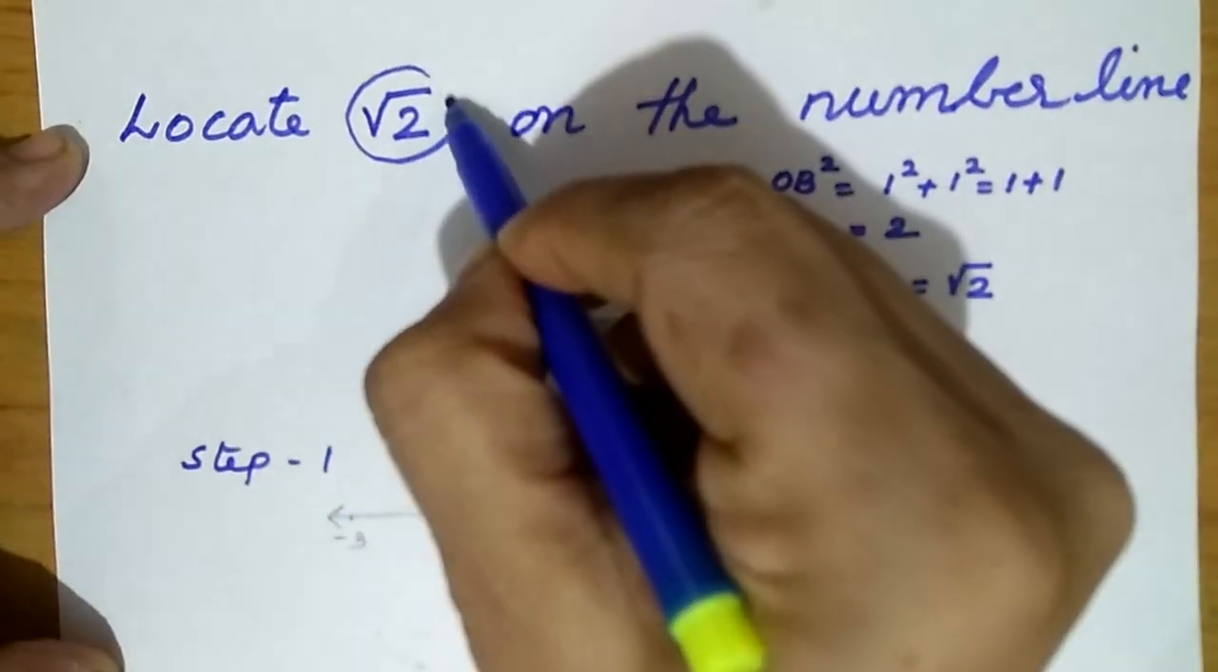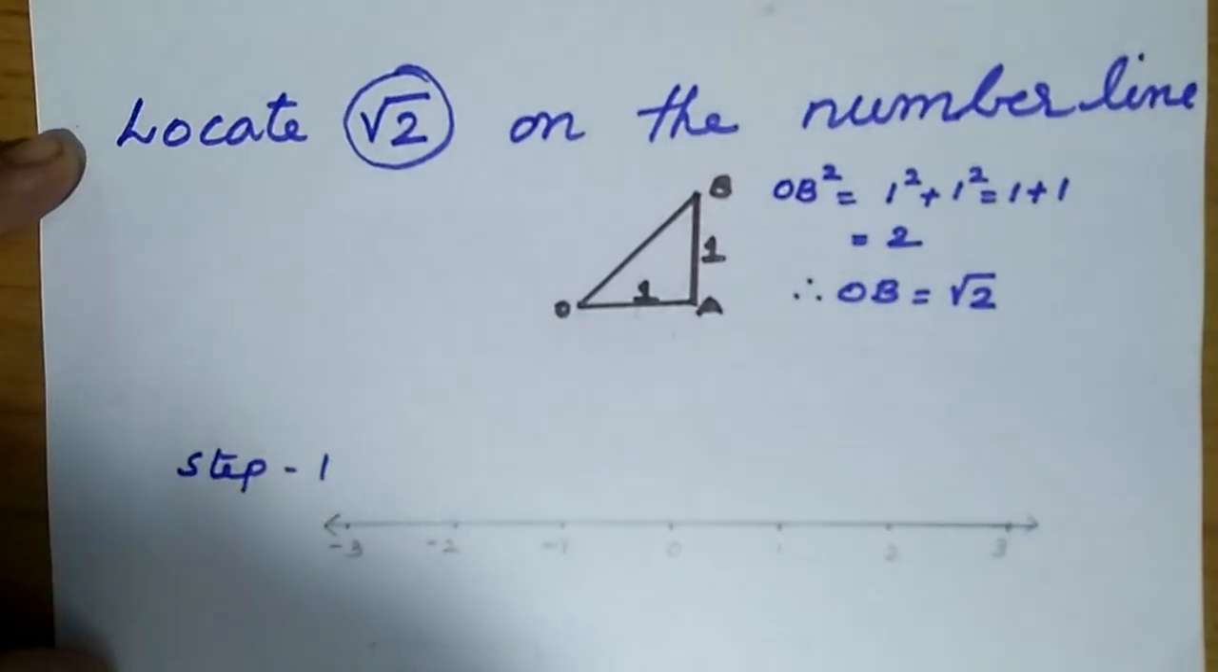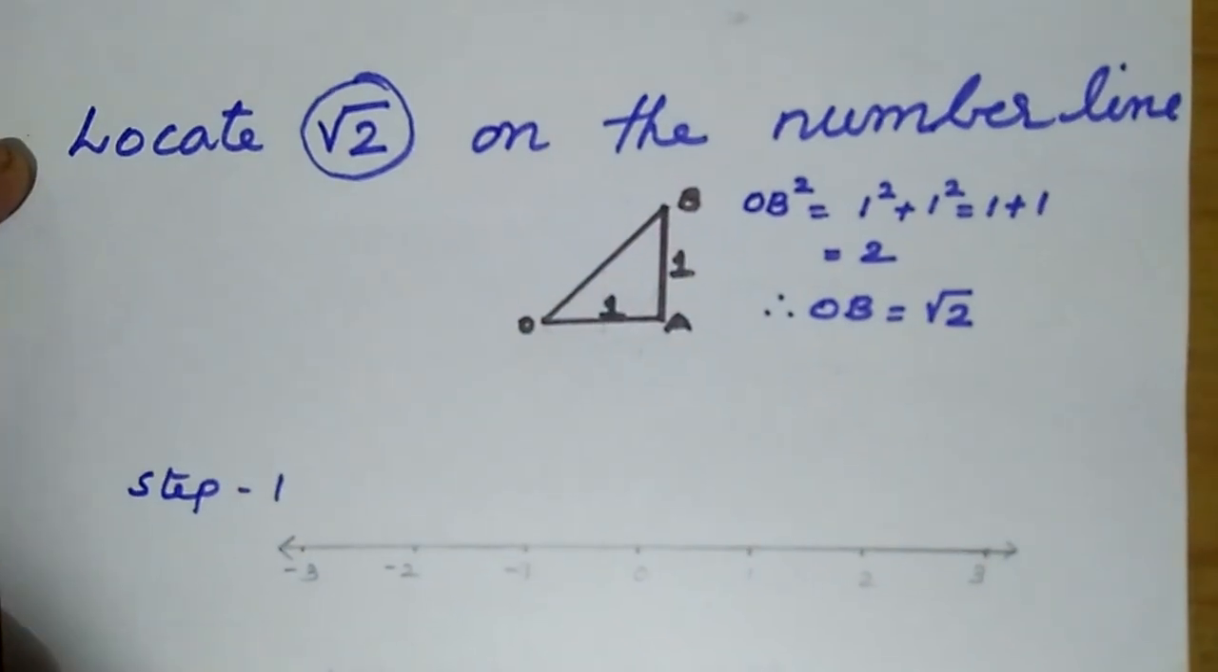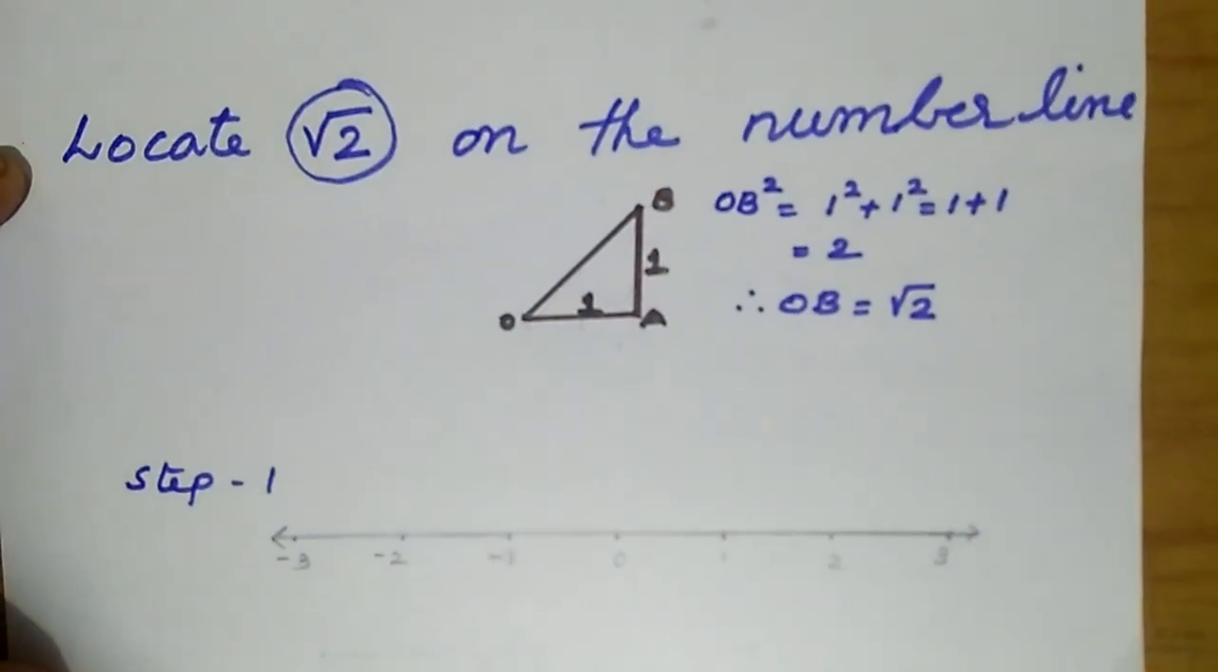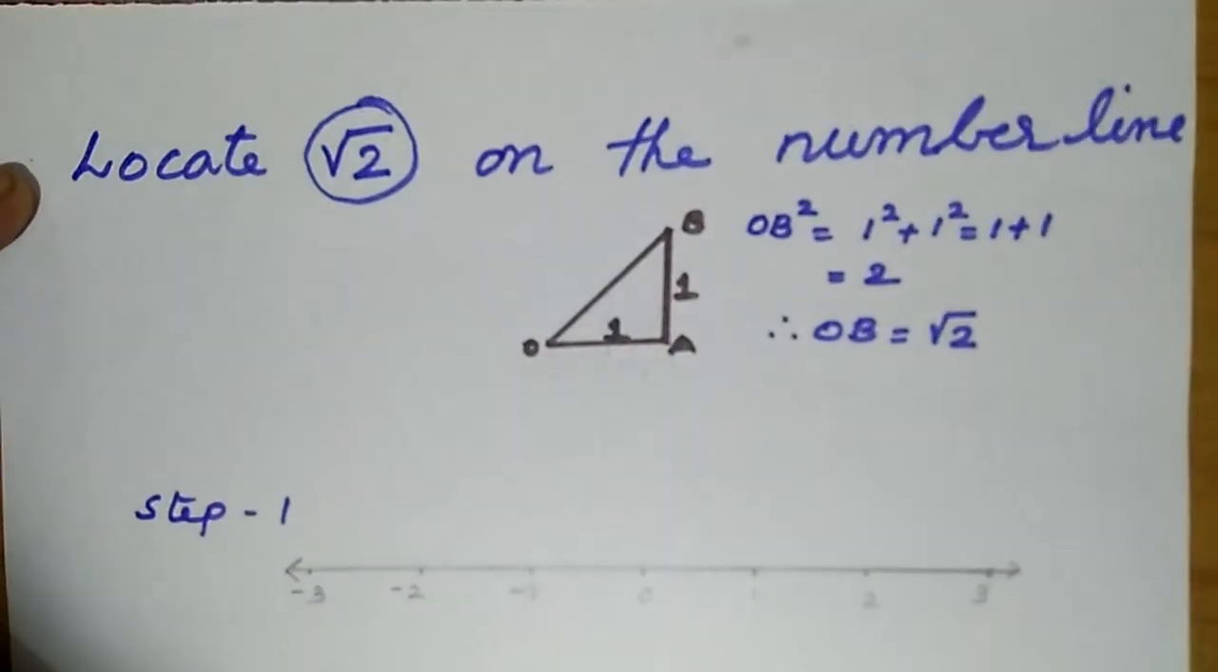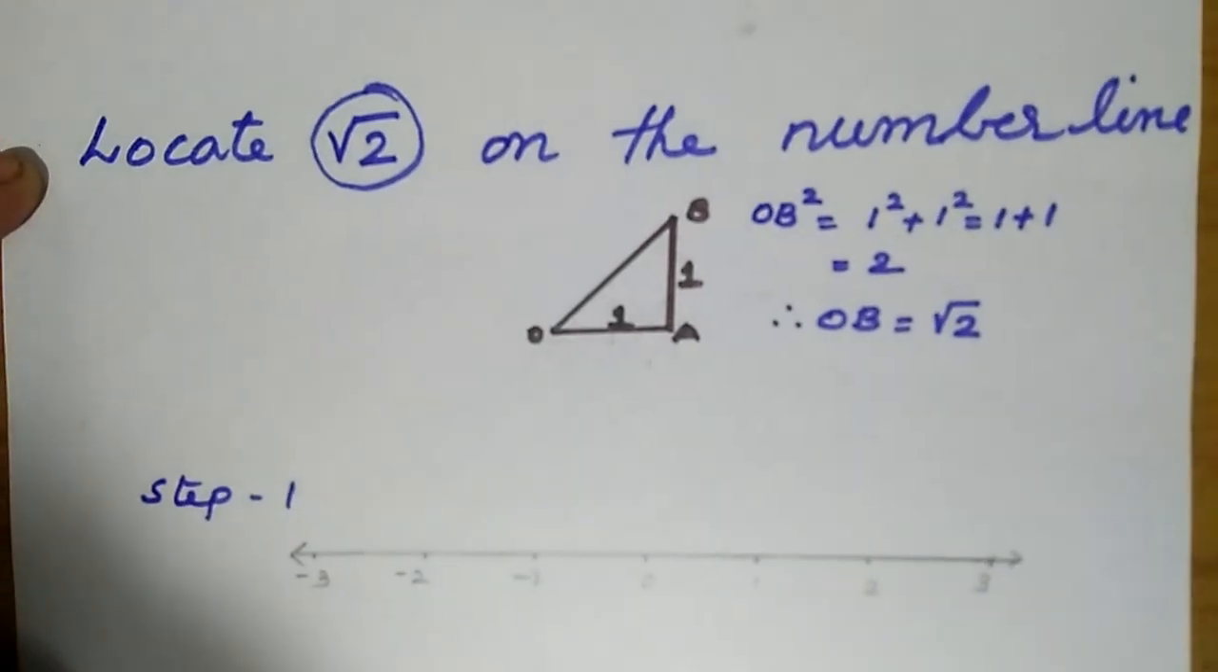As you know, root 2 is an irrational number. For this you need a small idea of a right angle triangle and Pythagoras. That is the previous knowledge you require here.